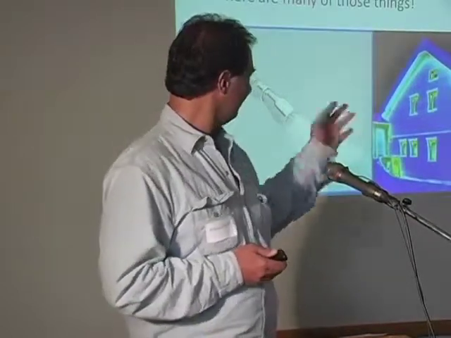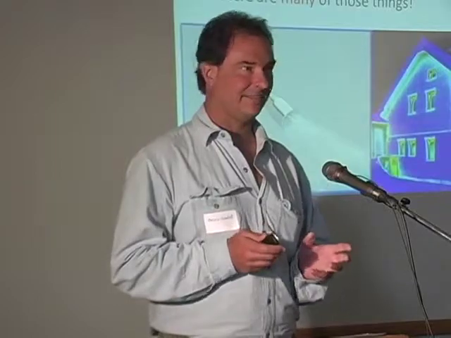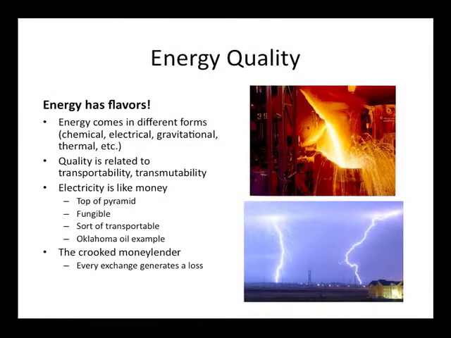Things like hot water and space heating. Ali referred to this also in his slides, that this is about 40 to 50% of all the energy consumption in the world is heating water and heating space. So energy quality. Energy comes in many different forms, that it can be chemical, electrical, gravitational, thermal, etc. And the quality is related to how transportable it is and how transmutable it is.